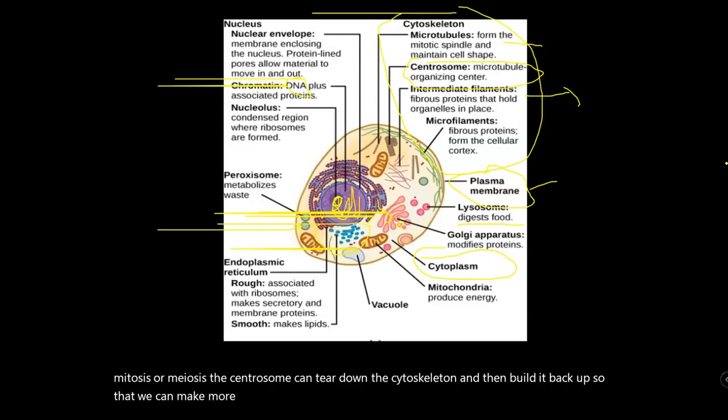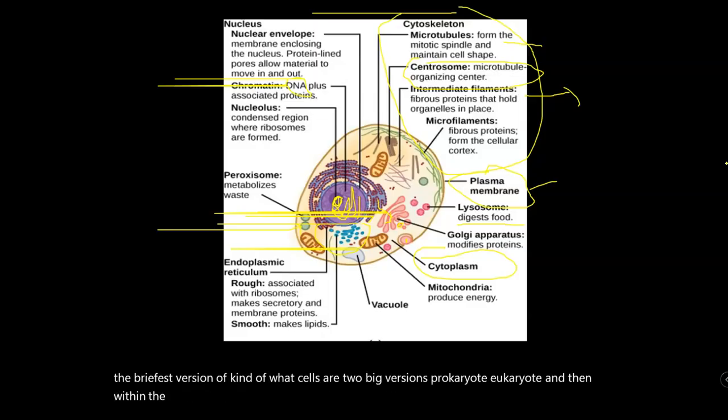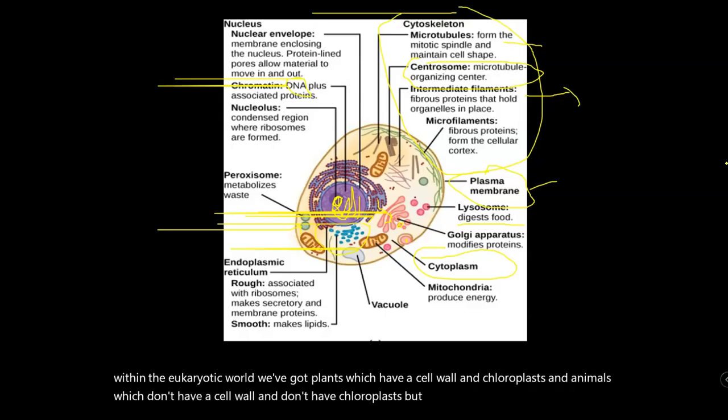So that's like the briefest version of what cells are. Two big versions, prokaryote, eukaryote. And then within the eukaryotic world, we've got plants which have a cell wall and chloroplasts, and animals which don't have a cell wall and don't have chloroplasts but do have lysosomes. Hopefully that helps you throughout this chapter.